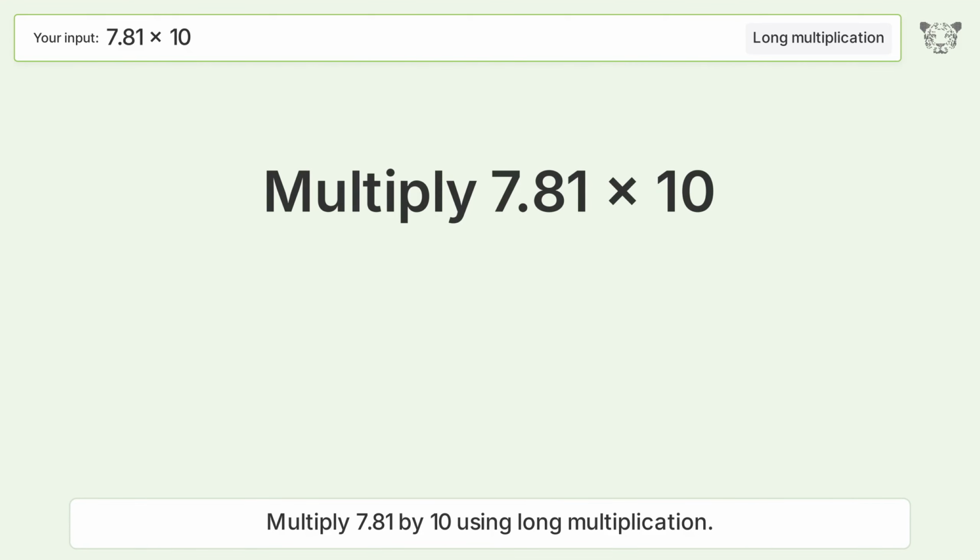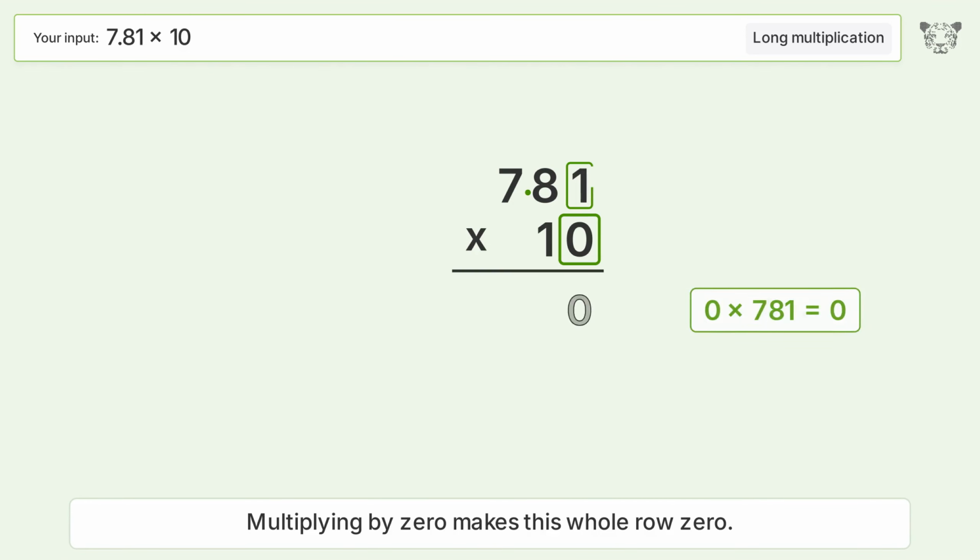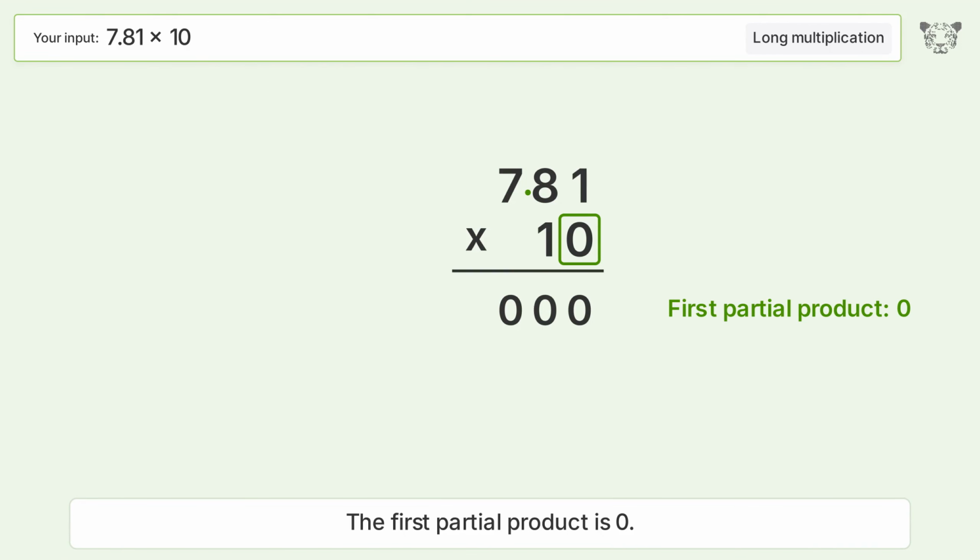Multiply 7.81 by 10 using long multiplication. For now, ignore the decimal points. Start with the rightmost digit of the bottom factor, 0. Multiplying by 0 makes this whole row 0. The first partial product is 0.